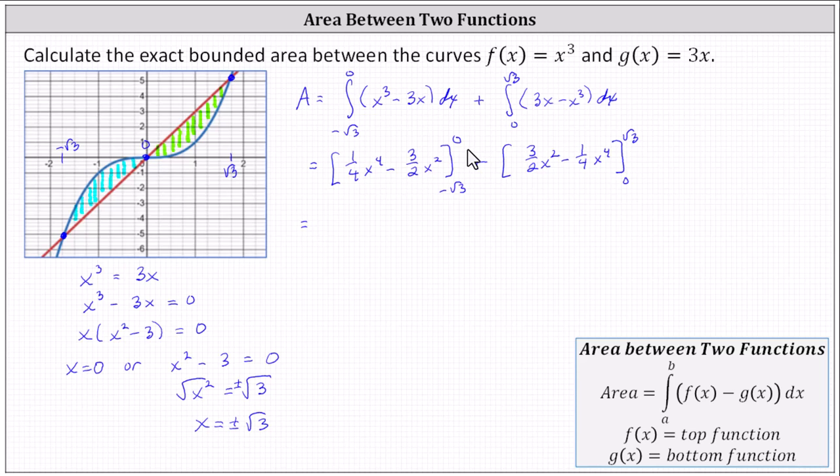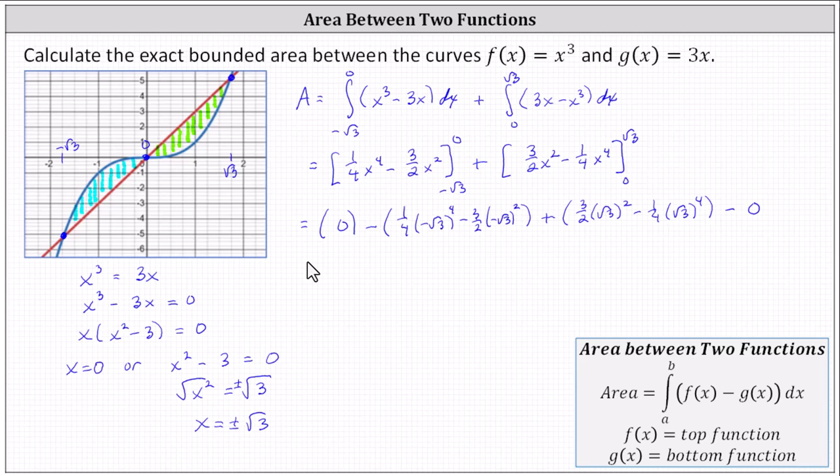So big F of 0 is going to be 0 minus big F of negative square root 3, which is 1/4 times the fourth power of negative square root 3 minus 3/2 times the square of negative square root 3. And we have plus big F of square root 3, which is 3/2 times the square of square root 3 minus 1/4 times the fourth power of square root 3. And then big F of 0 again is 0.